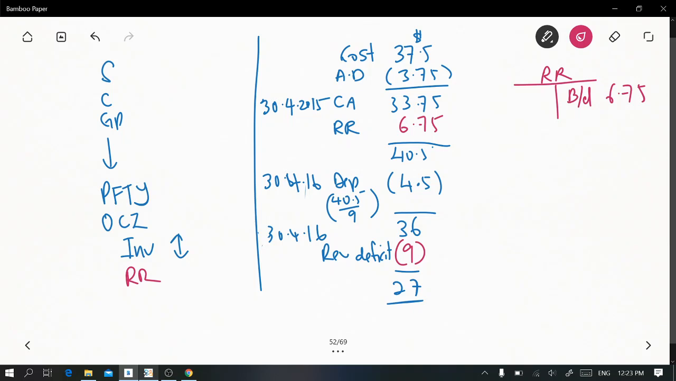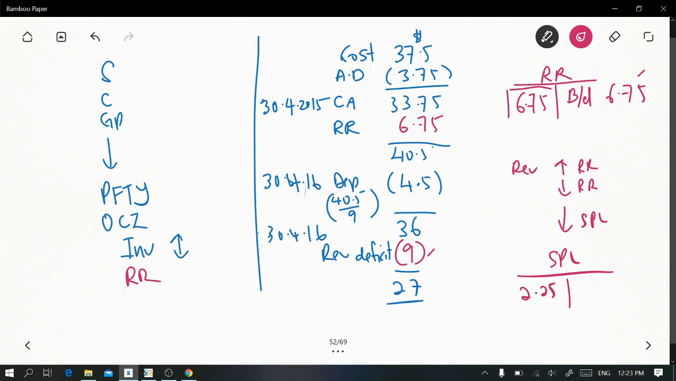So with the revaluation model, when it's up we go to RR, when it's down we reverse out RR. If more than that, only then do we go to P&L. So in this case RR is 6.75, so reverse out everything, but we're going down by 9, so the other 2.25 we charge to SPL. Debit reverse the whole thing, debit to P&L, so RR will be 6.75 minus SPL 2.25 expense. Answer.